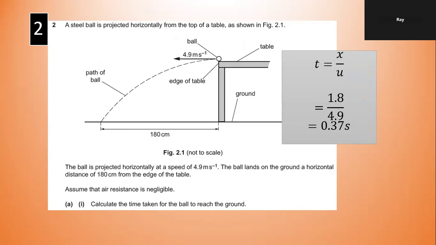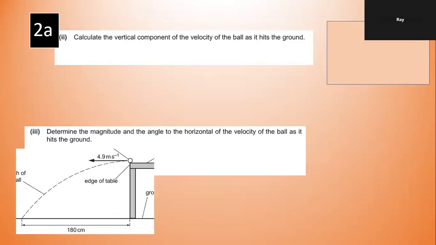Because I use the long formula, ut plus half at squared. Basically, the horizontal has no acceleration, no force, so it's uniform velocity. True. So if there's no component of acceleration involved, I can use that. Horizontal, no acceleration, just uniform, means I can use velocity. Okay. Vertical one got acceleration.